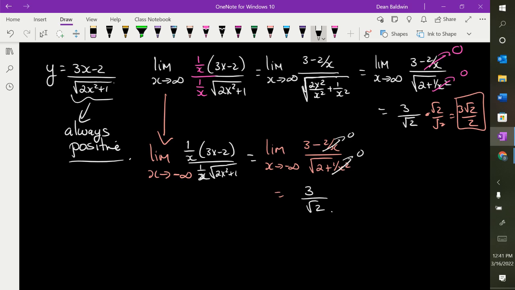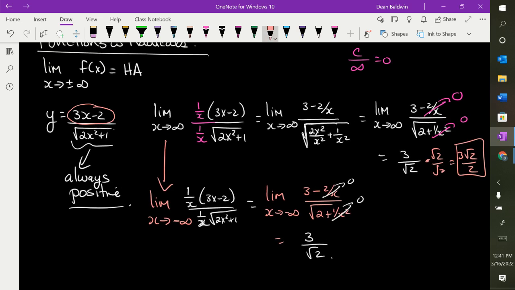Okay, let's look at the top. If you put a negative number into here, what is the top going to be? It's going to be negative. Pick a number: negative 10 times 3 is negative 30, minus 2 is negative 32. So you get a negative divided by an always positive, which gives a negative. So when you go to negative infinity, it actually is negative 3 over root 2.